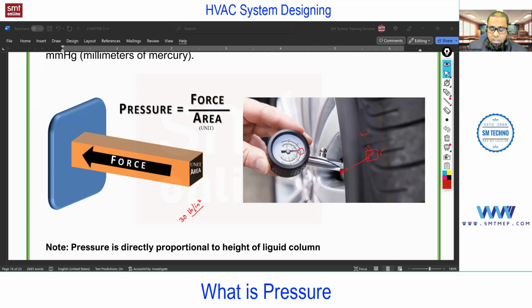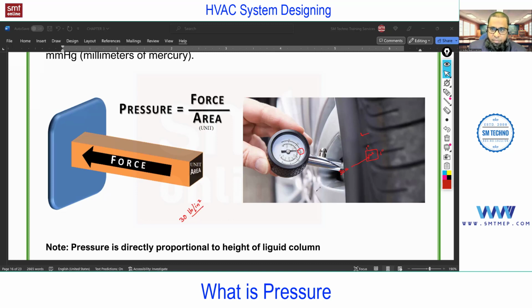So you must understand the concept of pressure. Later we'll talk about the total pressure. Total pressure is what? Static plus dynamic. Further, we'll discuss this pressure in future classes, for the fan or the pump, etc. At this level, just try to understand the basic concept. What is pressure?